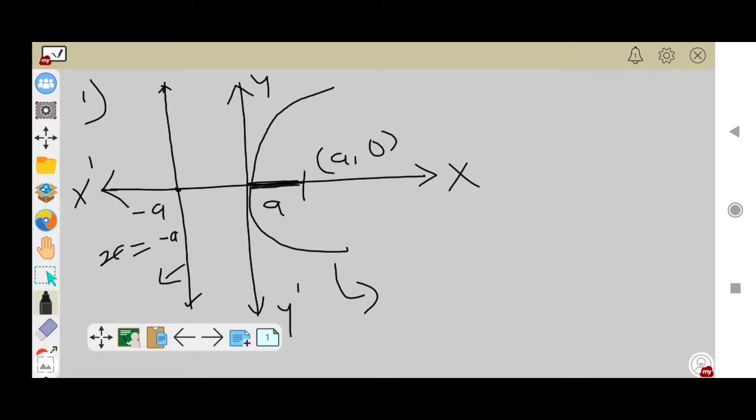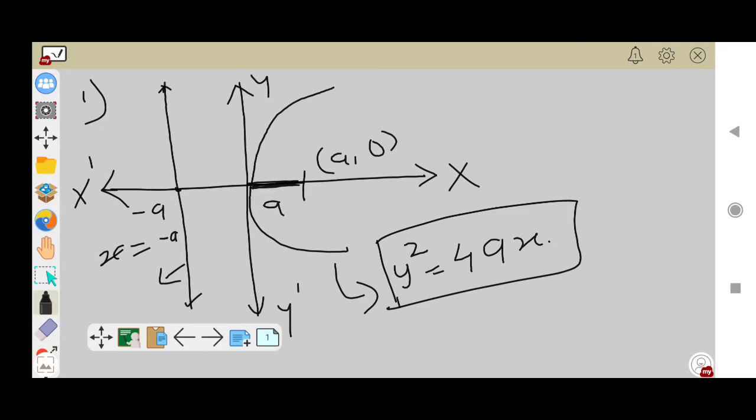Now equation of this parabola will be written as y square is equal to 4ax. See, this is the standard equation of parabola. When the axis of parabola is in the positive direction of x-axis, here it is x, then the mouth of parabola will be open towards positive direction of x-axis. Now here it is positive, therefore it is on the positive side of x-axis.